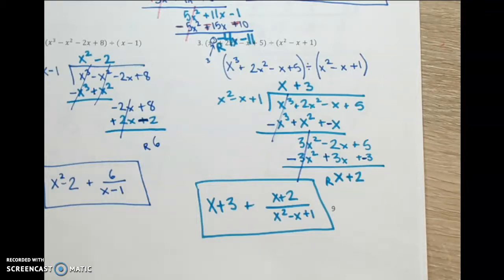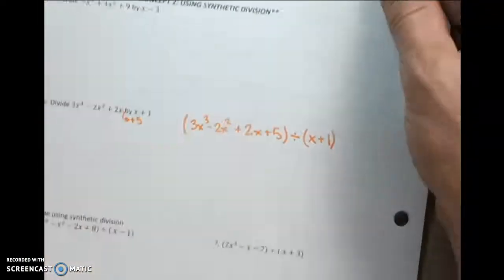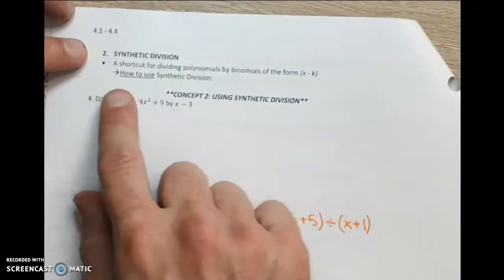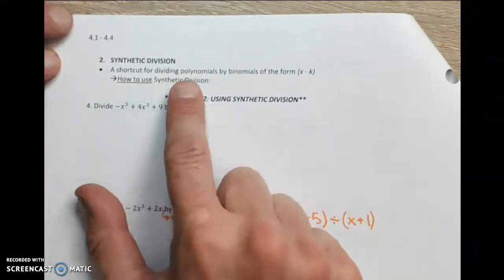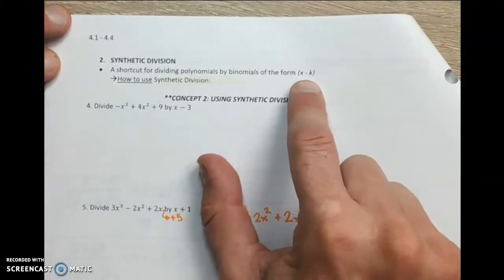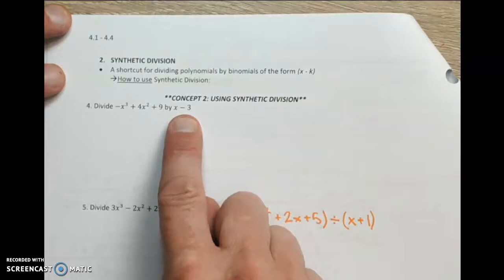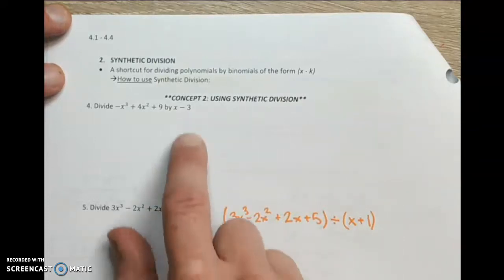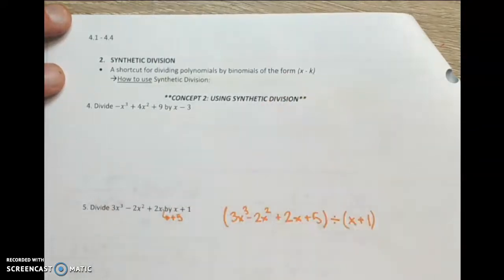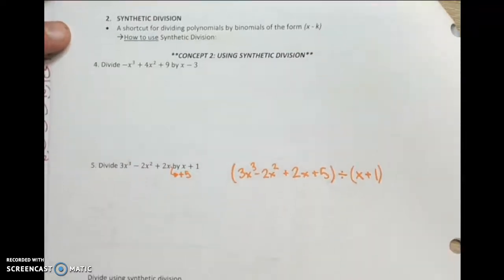Pause, take a look at that longer if you need. I'm going to go ahead and flip it on up and do synthetic division. Alright, synthetic division is like a shortcut for dividing polynomials. It does have the form of x minus k. So, for instance, x minus 3 or x plus 1, it's a binomial, right? Has to be in that form.